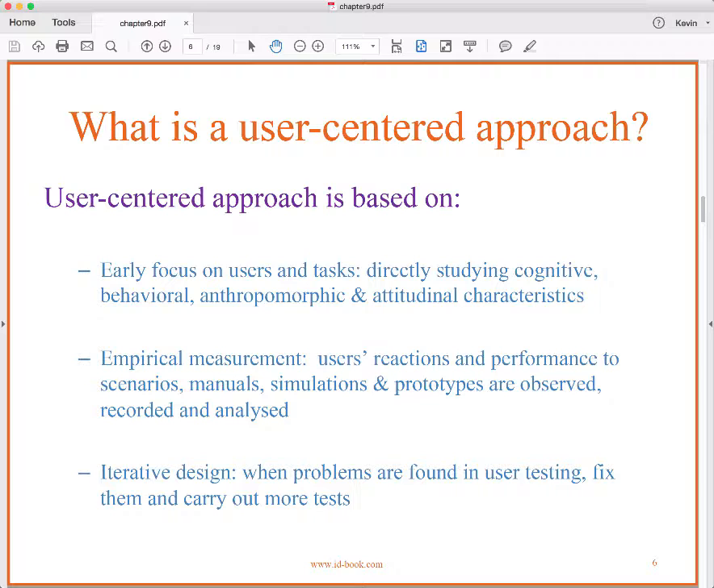So let's talk about this user-centered approach a little bit more. It's based upon an early focus on users and tasks, directly studying the cognitive, behavioral, anthropomorphic, and attitudinal characteristics. All the stuff we've kind of learned to do in previous chapters. Empirical measurement: users' reactions and performance to scenarios, manuals, simulations, and prototypes are observed, recorded, and analyzed. Isn't that just the stuff that we went over in the last couple chapters? And then iterative design: when problems are found in user testing, fix them and carry out more tests.